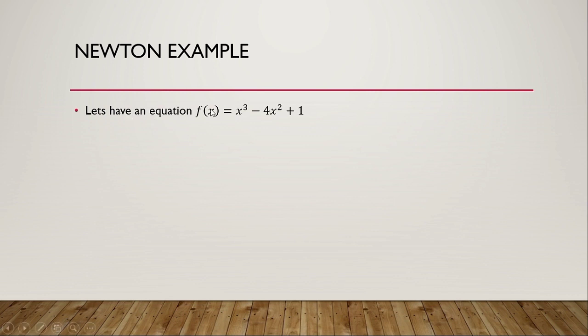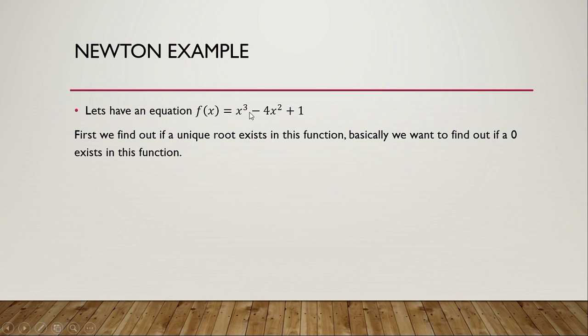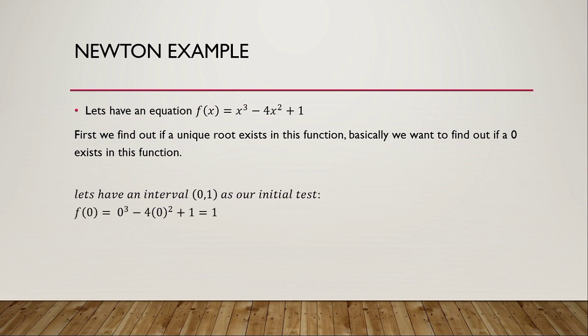So let's have an equation, f of x equals x cubed minus 4x squared plus 1. First, we need to find out if a unique root exists in this function. Basically, we want to find out if a 0 exists within this function. So we find the interval for this function. Let's have the interval [0, 1] as our initial test. We have f of 0 equal to 1, and f of 1 equal to negative 2. Great.